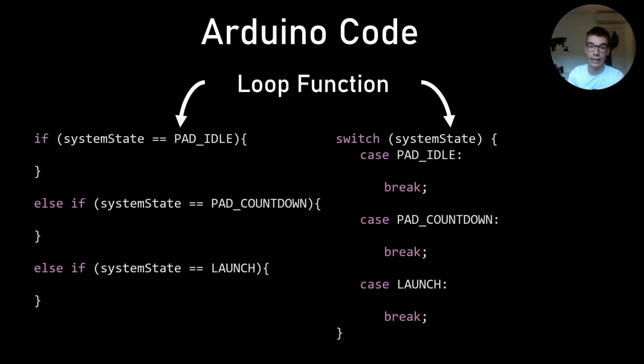For example, let's say our system state variable is launch. It will first check system state is pad idle. No, let's skip all the code inside that state. Go to if system state is pad countdown. No, it's still not. Let's go to the next barrier. And there we see system state is launch. Yes. And then we enter that piece of code and we execute it. So with the if-else statement, in our loop function, we keep looping around, but only enter one piece of the code, one state.